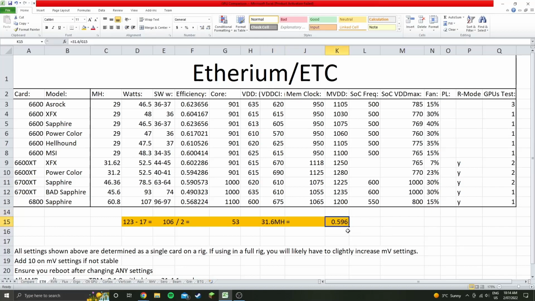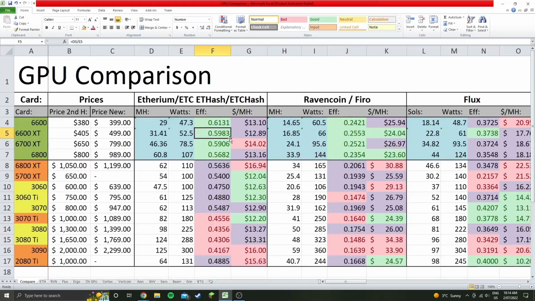But between the two, we're now at 0.596, which if we look over here, we were previously at 0.598, which is the average, the 31.4 megahash at 52.5 watts. So we're basically the same as that. It's about as close as it gets without saying it's actually the same.